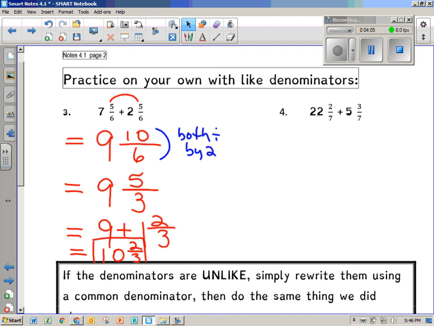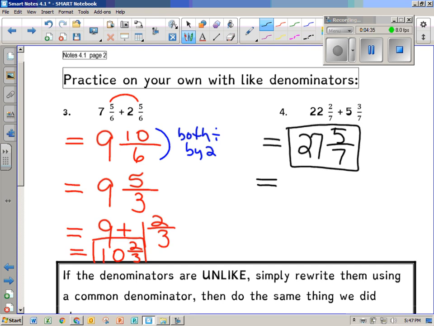Let's try number 4. Again, you have like denominators. These are the easiest kinds. So I've got 2 and 3. That's 5. 2 bananas plus 3 bananas is 5 bananas. Bananas in this case is 7. Well, there's no need for me to go any further because 5 over 7 is proper, and 5 and 7 have no common factors other than 1. So sometimes there aren't steps. You can go directly to your answer.